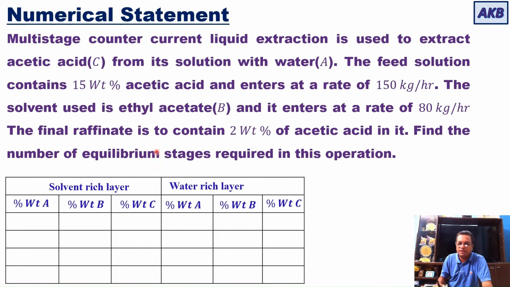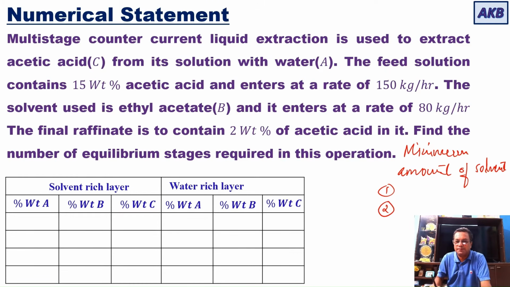The final raffinate is to contain 2% of acetic acid in it. The final raffinate composition is also given to us. That is 2%. And based on this information, we have to find out the number of equilibrium stages required in the operation, and we will also find the minimum amount of solvent that can be used in the operation. That also we will find. So there are two tasks. One is we will find the number of equilibrium stages, and then we will find the minimum amount of solvent that can be used in this operation.